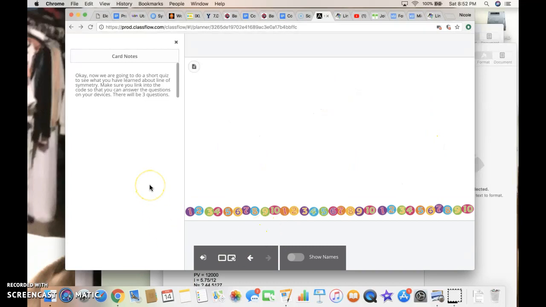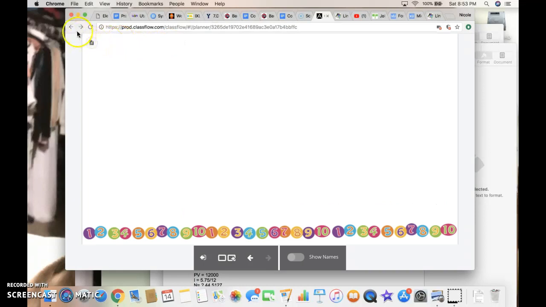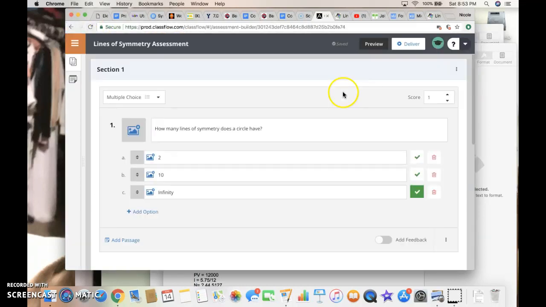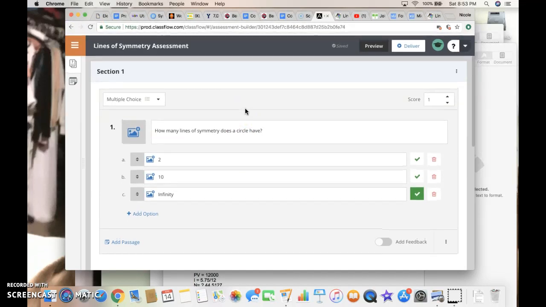Okay, now we are going to do a short quiz to see what you guys have learned about line of symmetry. And make sure you link into the code so that you can answer the questions on your devices. And there will be 3 questions. Go to the first one.